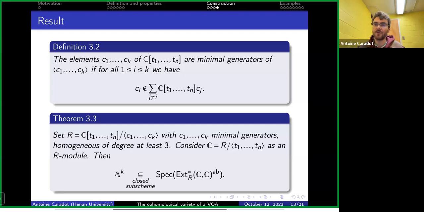Are there any questions on the construction up until now before I go to the examples?